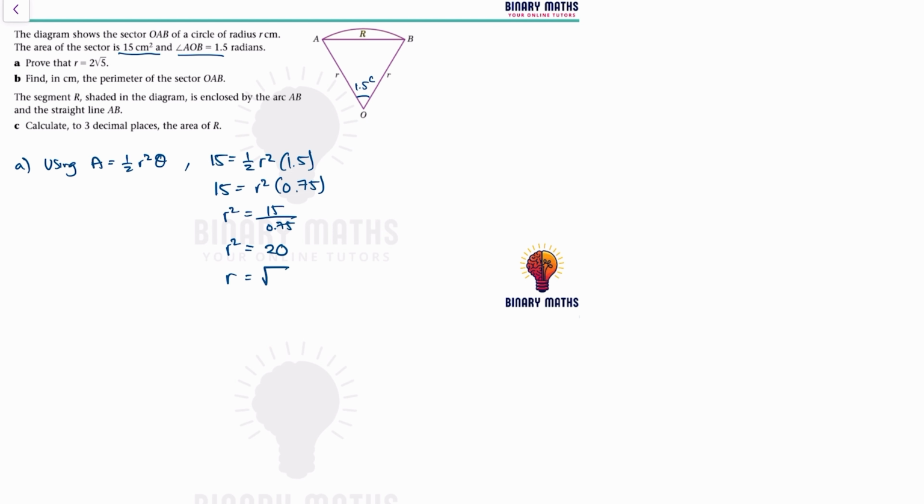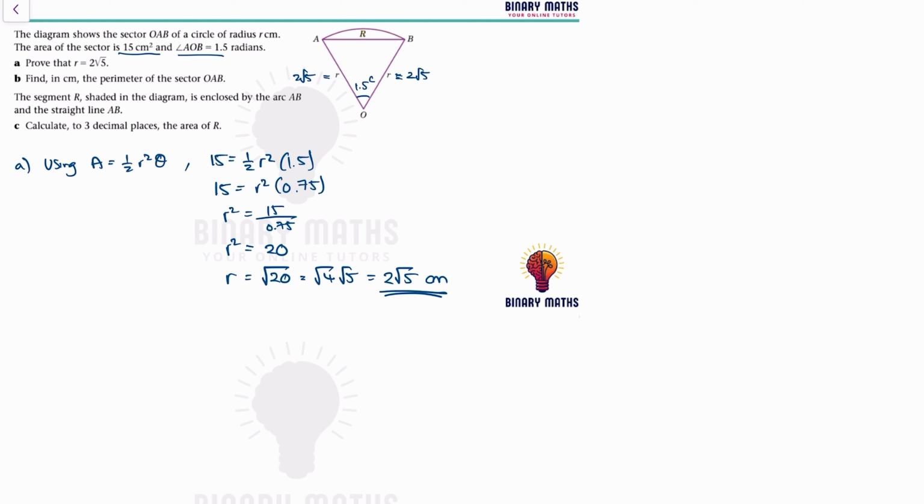r must be equal to root of 20, which is root of 4 times root of 5, which is 2 root 5. The question was in centimeters, so radius must be 2 root 5 centimeters. So r is 2 root 5.